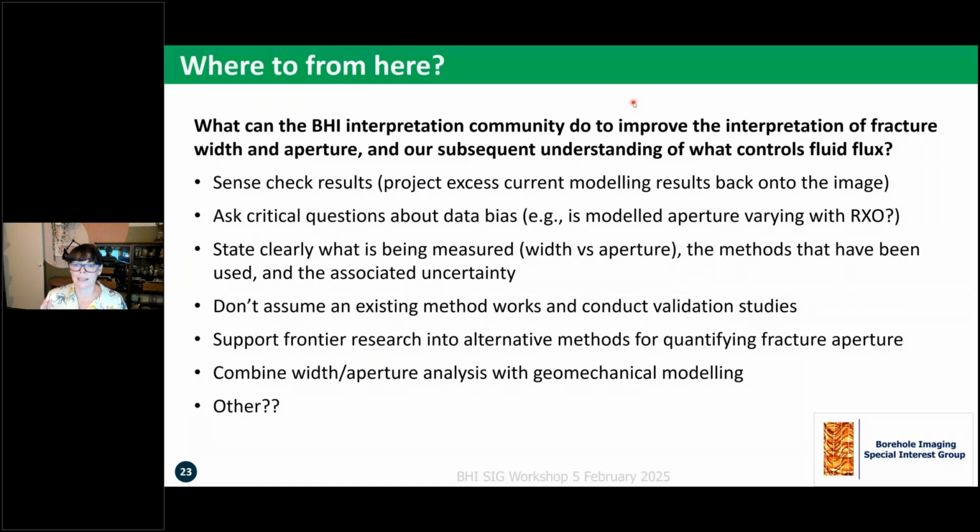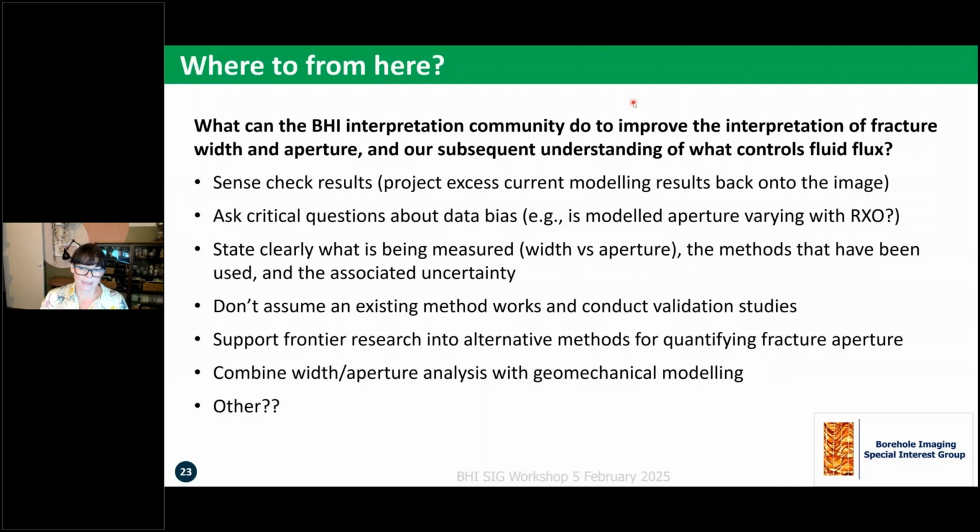We need to state really clearly what is being measured, and that's something that I've not been great at in the past, and I've really only recently started getting quite firm about splitting width and aperture. And let's really say what methods are being used and their uncertainties. We just can't assume that because an existing method is out there, built into software, or just because the person sitting next to me uses it, it necessarily works, and we should conduct validation studies and share them. And in that vein, any support for frontier research into finding other methods for quantifying fracture aperture would be amazing. This, I think, is the holy grail, particularly for that big end, in my view.